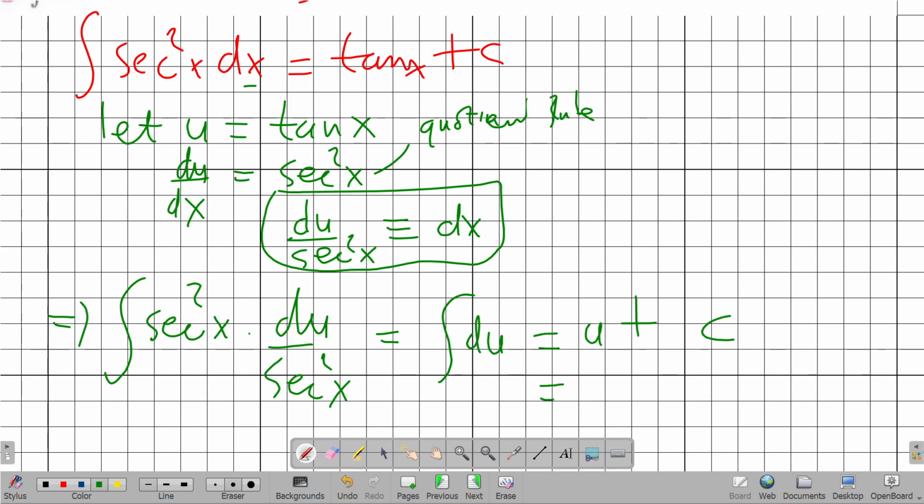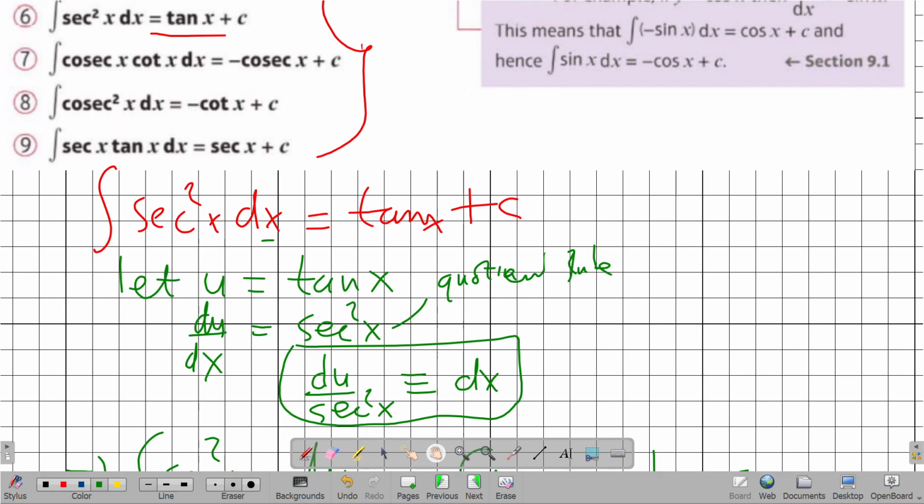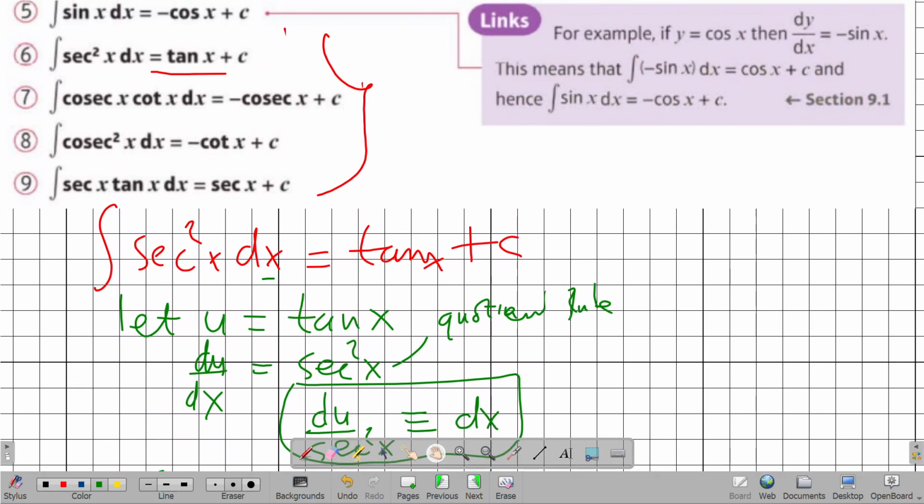But we know u is tan x plus c. Proved. So you can prove these integrals in so many ways, but I just gave you one example. But for exam purposes, whether in university level maths, you get these formulas, so there is nothing really to worry about. But it is always good to know how these formulas are generated anyway.